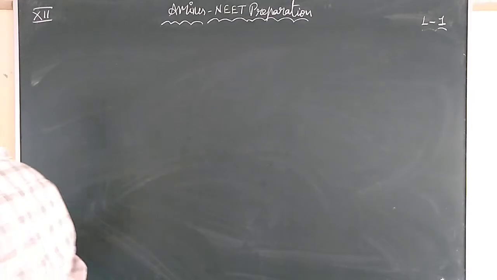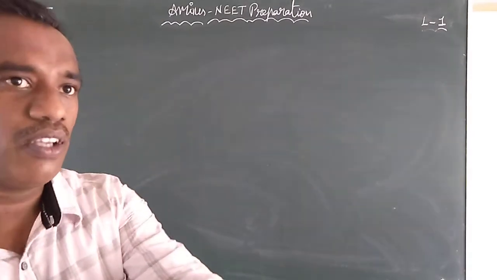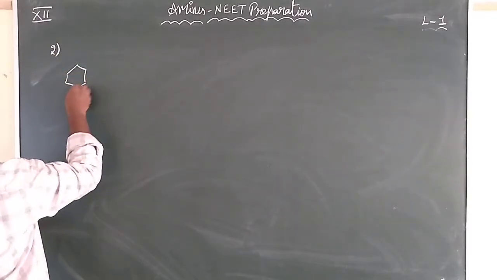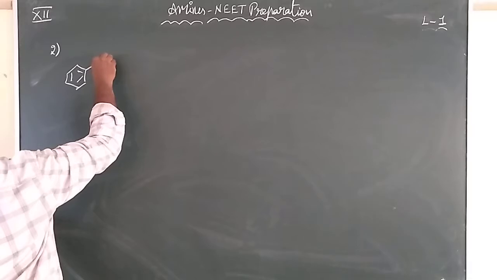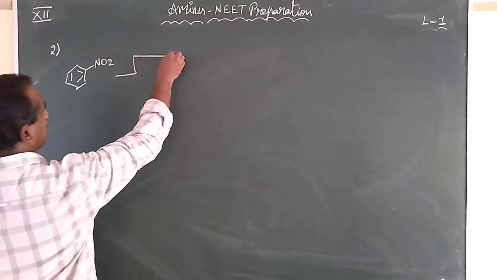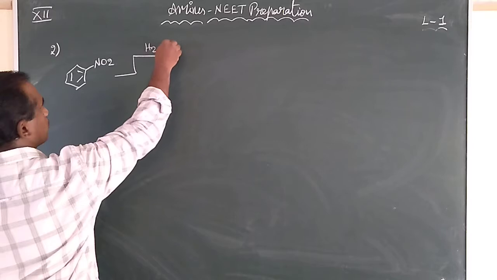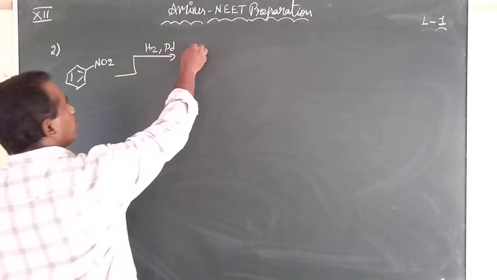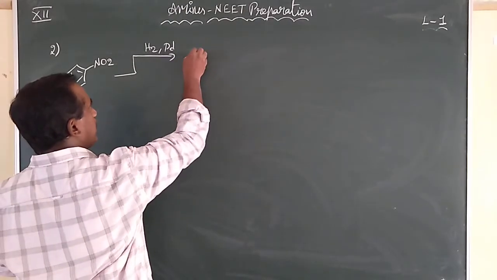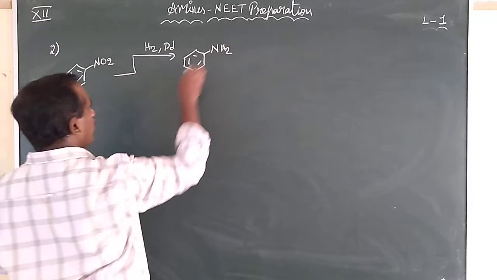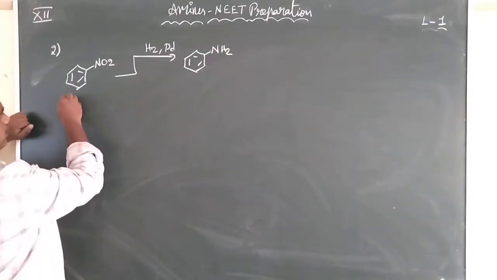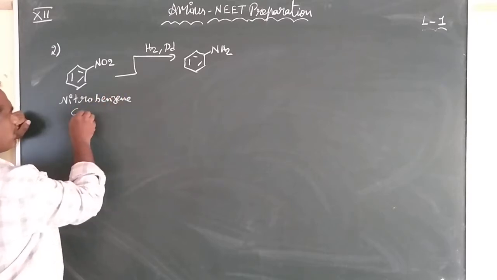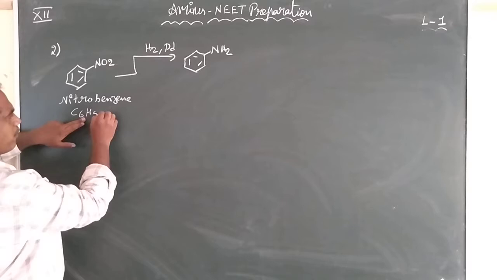So the second preparation, what is the second preparation we have? We have nitro compounds on reduction with hydrogen in the presence of a catalyst like palladium. That is reduced to aniline. Or you can use the same nitrobenzene. At times it will be given as the formula C6H5NO2.